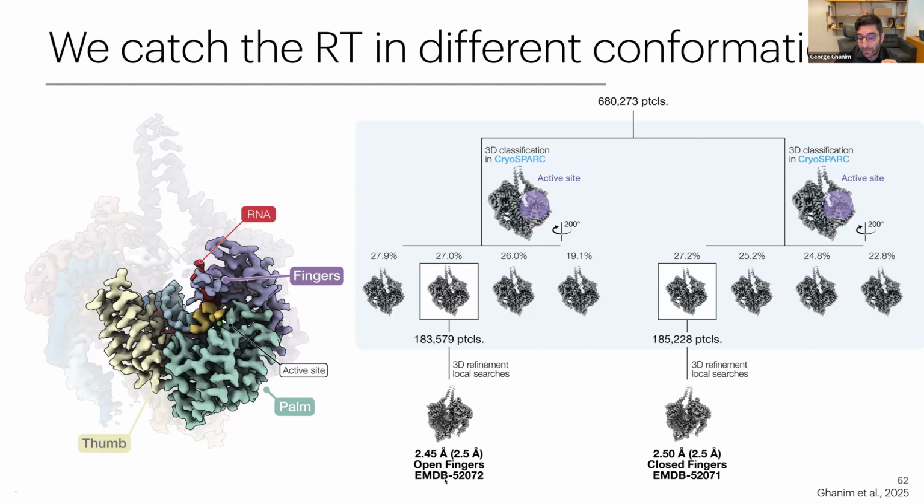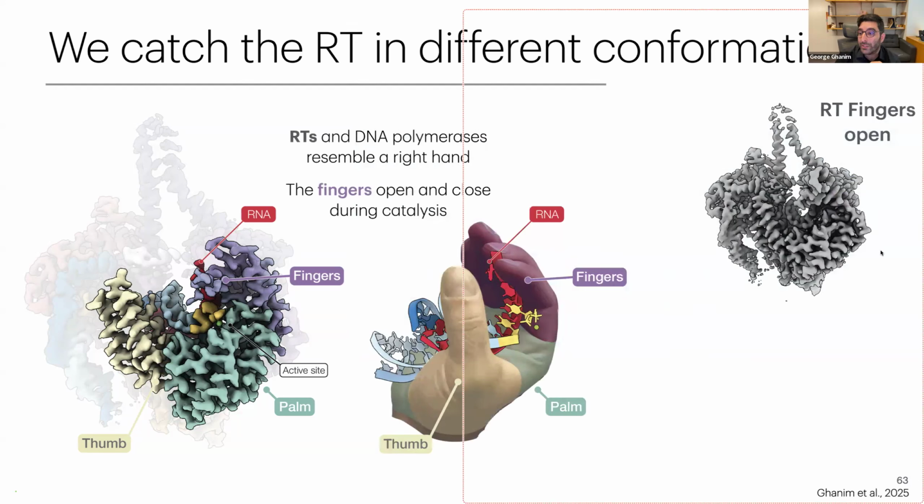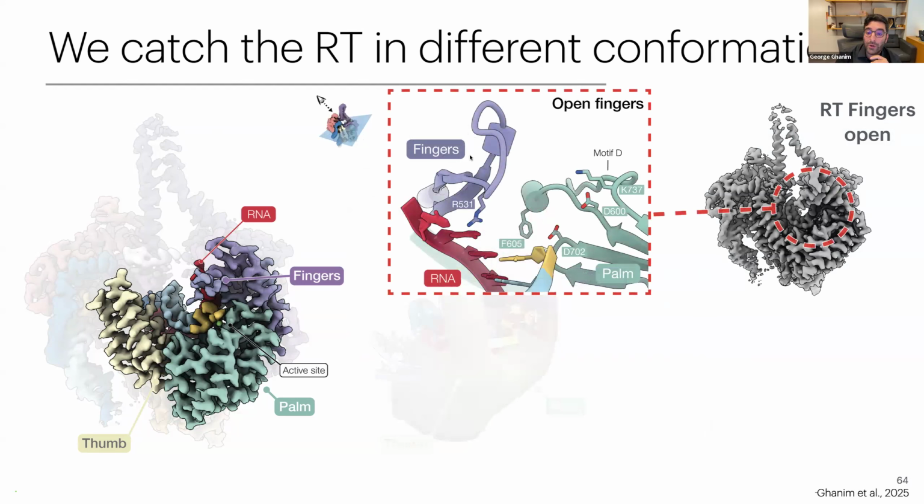And these two states represent the open fingers and the closed fingers. Now we'll take a look at the fingers in the open conformation. And here, the fingers are opened and positioned upward. If we zoom in, you can see that the catalytic site is empty. Additionally, the catalytic residues, which are these acidic residues here, are not properly positioned for catalysis.